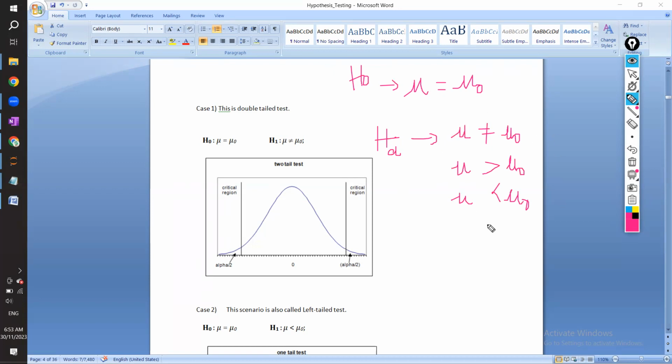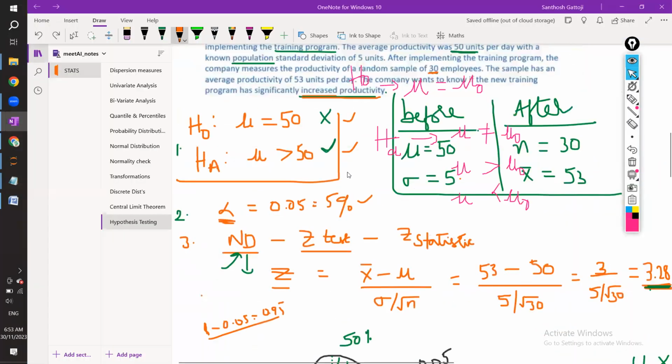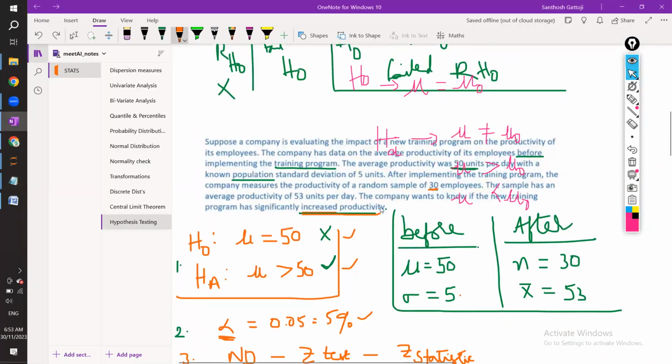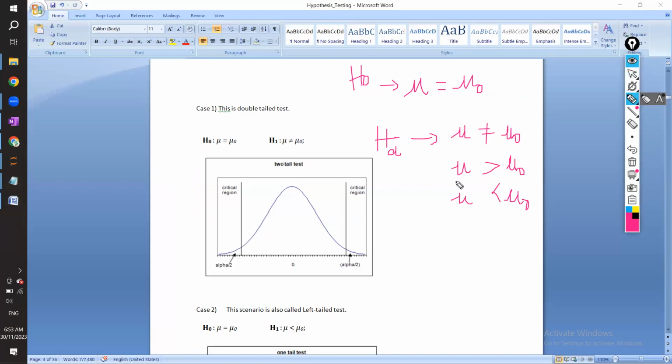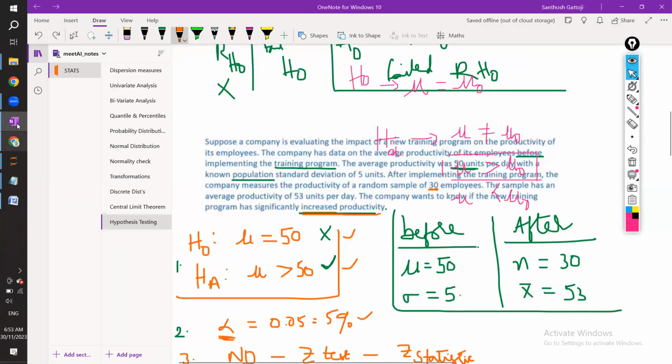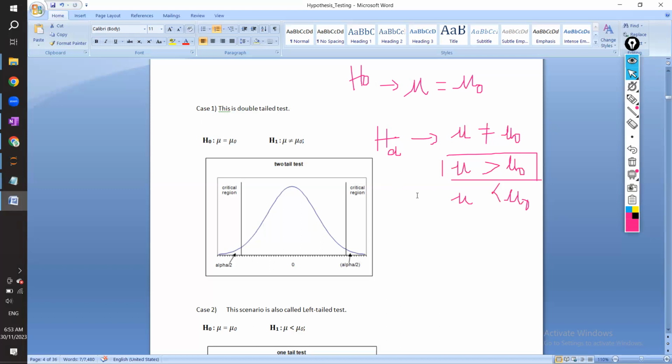It could be any of these three. Based upon our situation, we need to consider this assumption. In the training program, he is saying that it increases the productivity. So I am concerned only about this one: mean is greater than mu naught. I will consider only mu greater than mu naught, because I want to test for the increased productivity. Agree? But if you just want to prove that before and after the mu is not equal, whether it is greater or less than, I don't want to know, I just want to prove it is not equal.